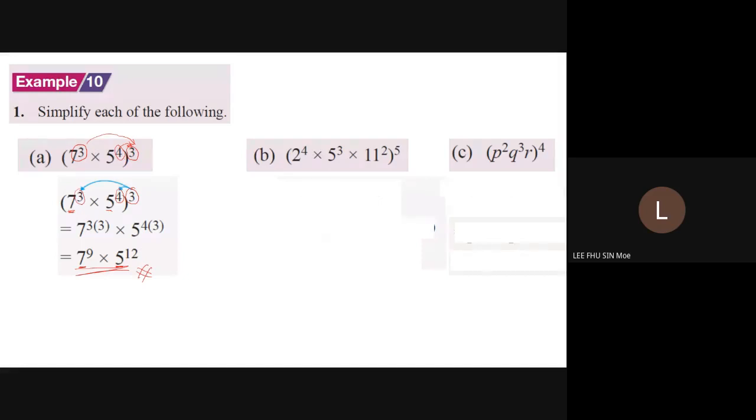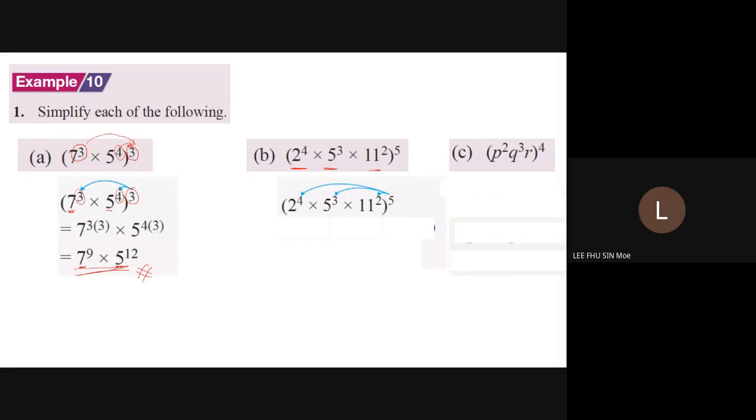I hope you understand. Never mind, we will go through the second one. If there are 3 indices here, it is also the same thing. You have to multiply one by one. When you multiply, the base you don't multiply. You only multiply the index.